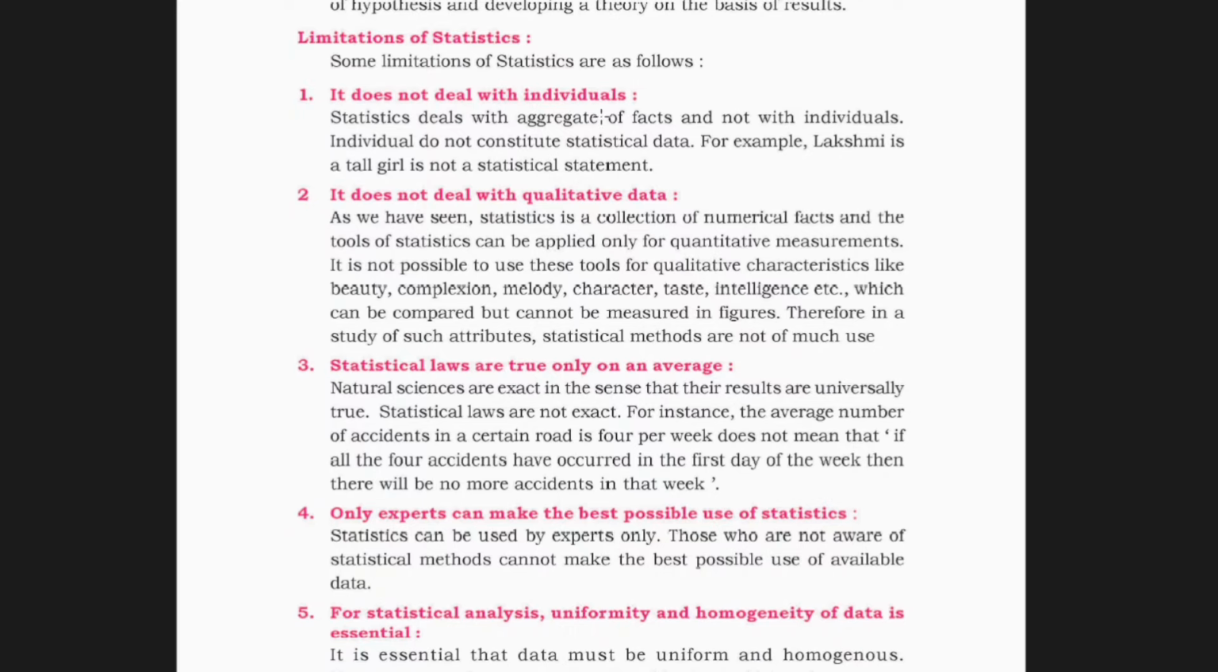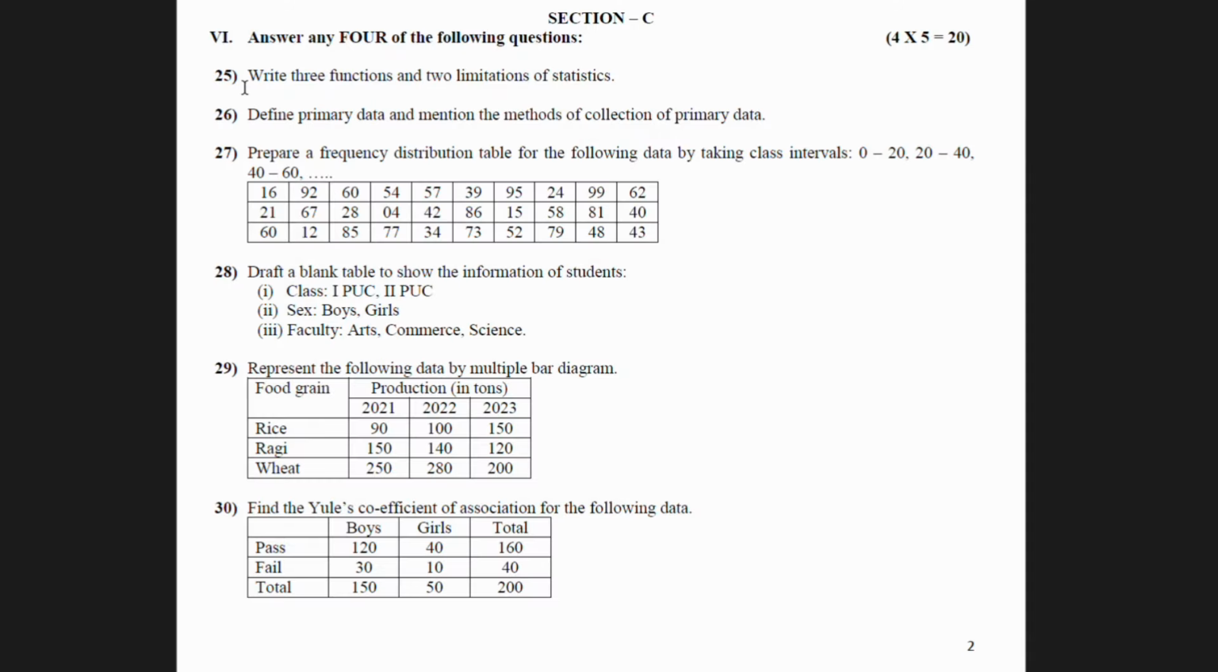That is, it does not deal with individuals, it does not deal with qualitative data, statistical laws are true only on an average, only experts can make best possible use of statistics, and for statistical analysis, uniformity and homogeneity of the data is essential. They have asked you for 2 points. Make sure you write 3 or 4, so that if you make a mistake in one point, the other one will serve as a backup. So this is how you can write question number 25.